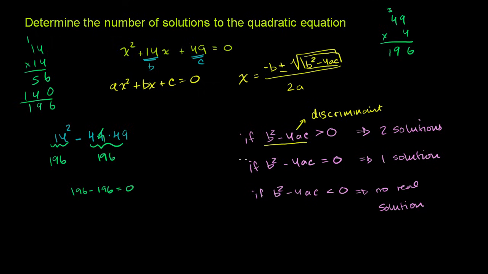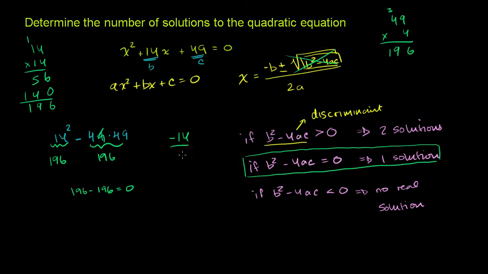So we're dealing with a situation where the discriminant is equal to 0. We only have one solution. And if you want, you could try to find that one solution. This whole part is just going to be the square root of 0. It's just going to be 0. So the solution is going to be negative b over 2a. Negative b is negative 14, over 2 times a. A is just 1, so 2. So it's equal to negative 7. That's the only solution to this equation.